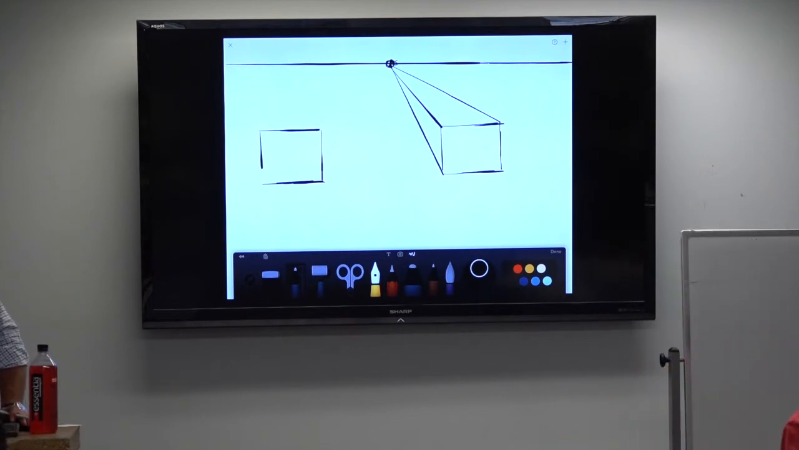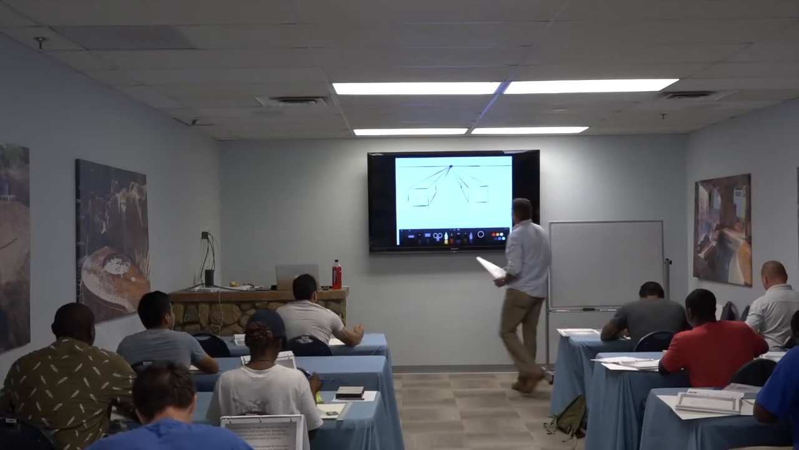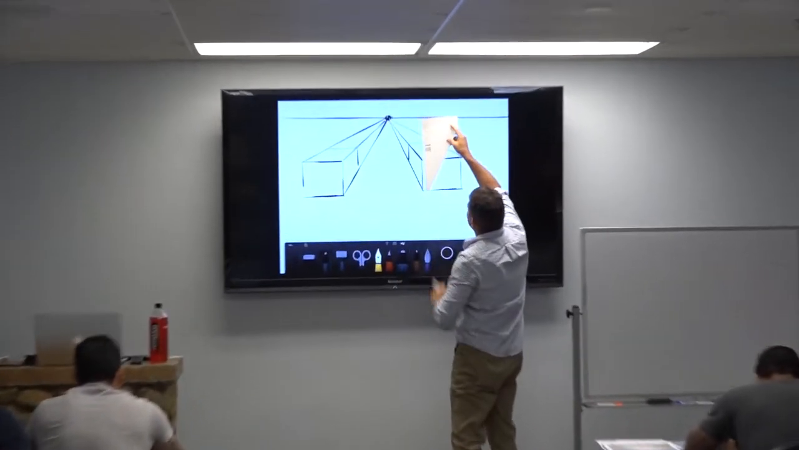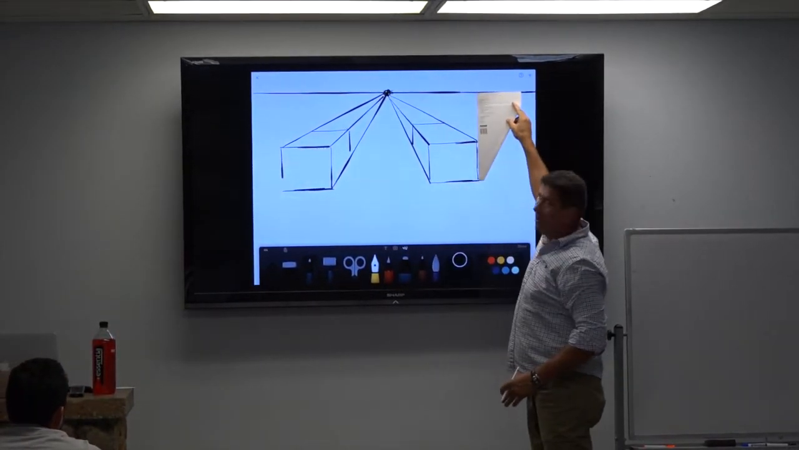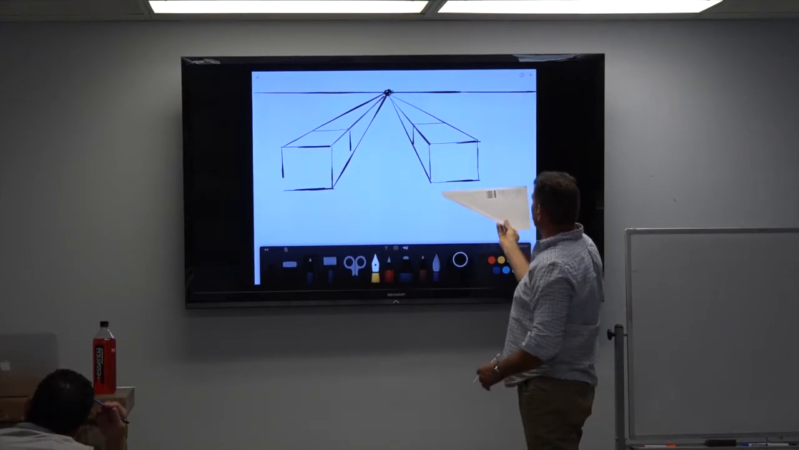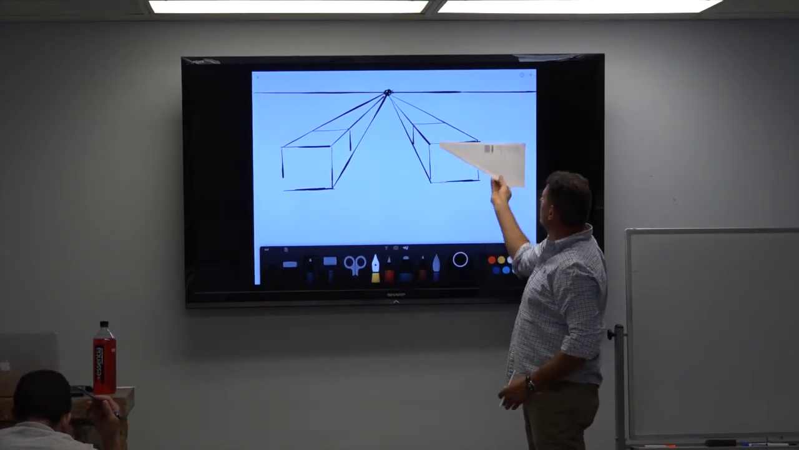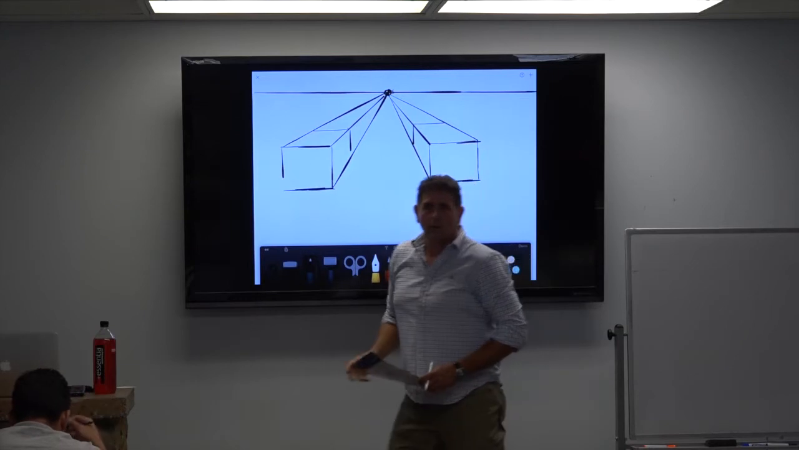You use your triangle to do it like this, like that, to make sure that these are going to be vertical. And same with here. Lay it to the side so that these are vertical. Okay? All right?